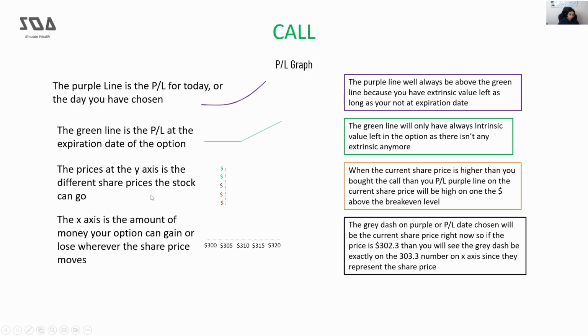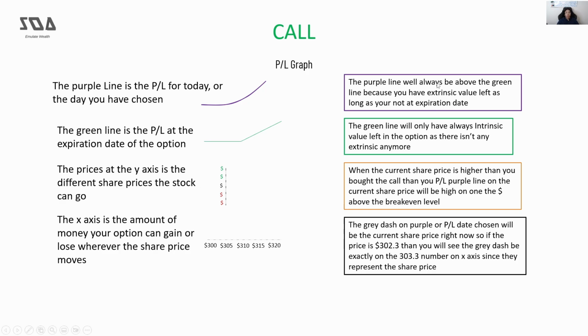That's for calls. The x-axis is the amount of money your option can gain or lose wherever the share prices move. So you can see here that if your spot price was 310 and it went down to 300, well, obviously your option would lose. If the share price is at $315 but you bought it at 310, well, you won $5 of that difference if it's in the money, or you just made a gain in the option.